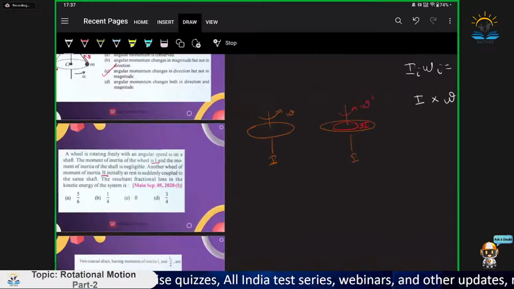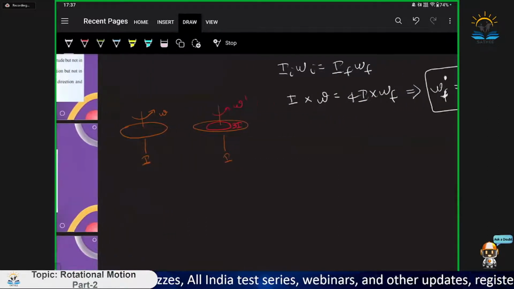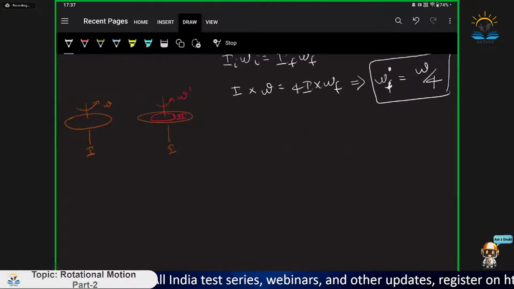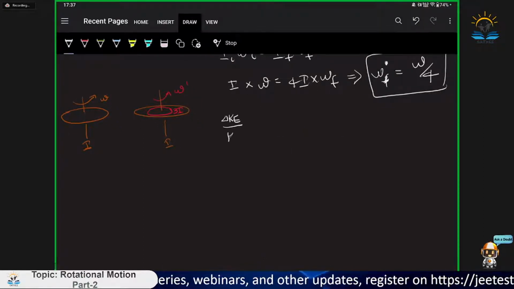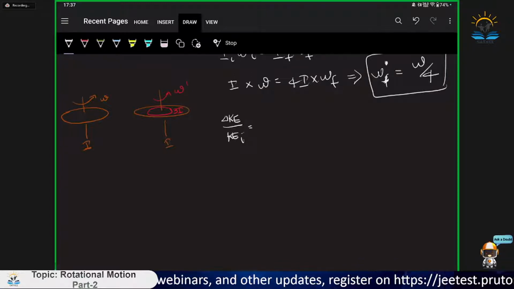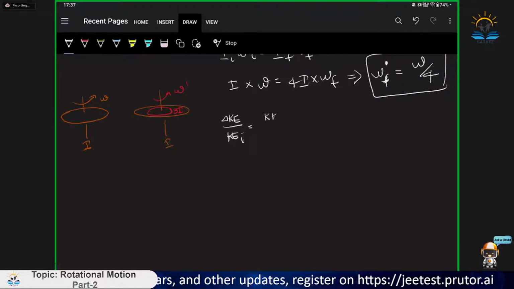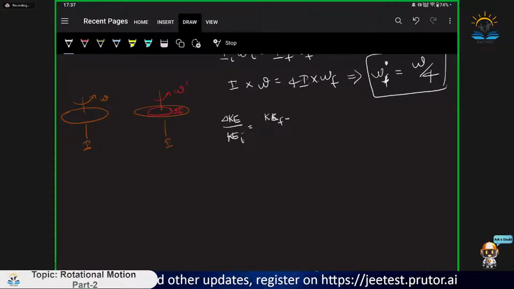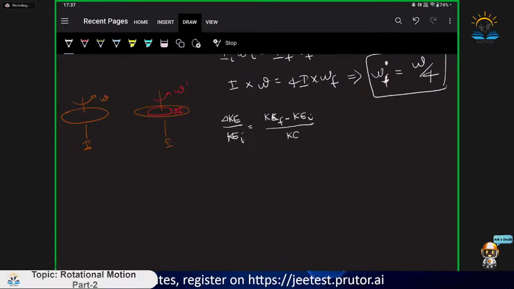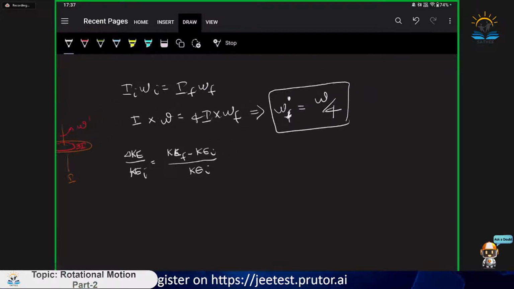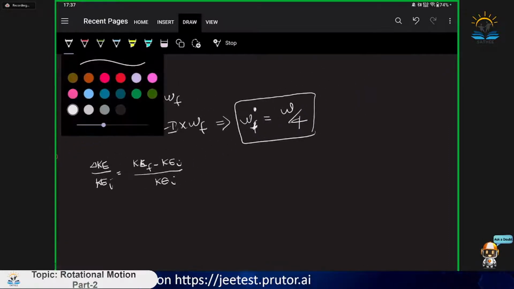Fractional loss in kinetic energy, right? So fractional loss means delta KE upon initial kinetic energy. Change in kinetic energy is kinetic energy final minus kinetic energy initial, divided by initial kinetic energy. For that, you have to find out the initial kinetic energy and the final kinetic energy, right?